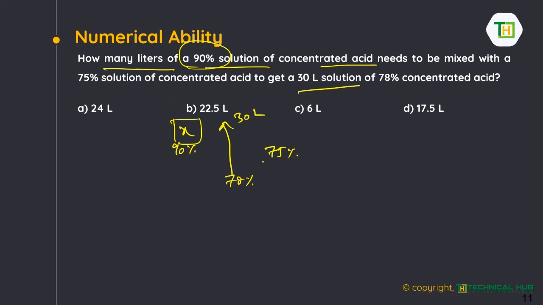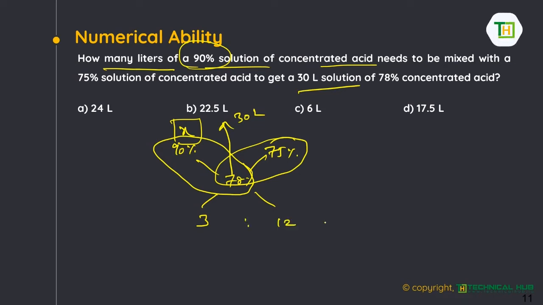In order to do these kinds of problems, first calculate the ratio in which they are mixed. In what ratio are they mixing, so that the resultant is having 78% concentrated acid? According to the alligation rule, the difference between these two, 78 minus 75, is 3. And next the difference between these two, 90 minus 78, is 12. 3 is to 12, which is equal to 1 is to 4. The ratio in which they are mixing is 1 is to 4. Here, the first one belongs to 90% concentrated acid, and the second one belongs to 75% concentrated acid.